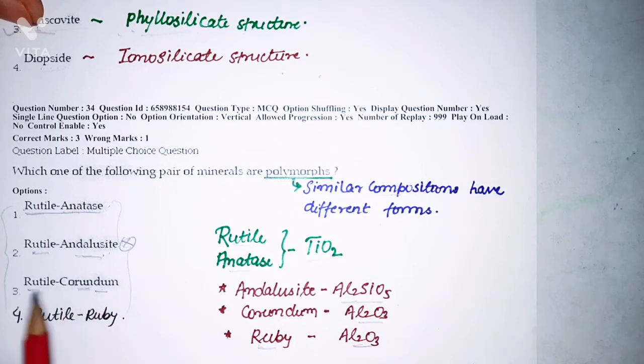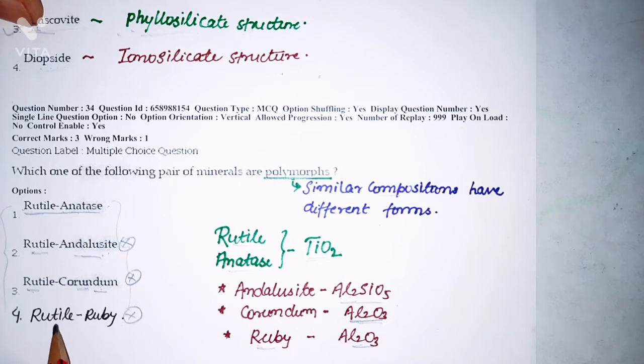Rutile and corundum: rutile is titanium oxide while corundum is aluminum oxide. So this is also not the correct pair. Rutile and ruby, this is again not the correct answer because rutile is titanium oxide and ruby is Al2O3. Now, the first option is rutile and anatase. These both have similar chemical composition. So, by looking at only the chemical composition, you can easily answer this question. So, the correct answer to this question is rutile and anatase.